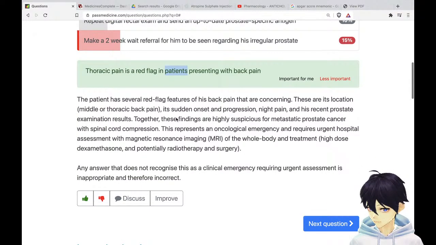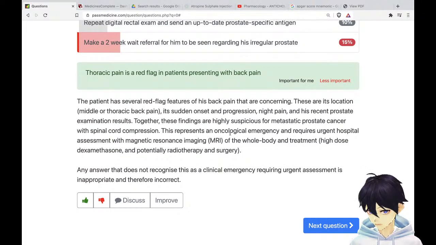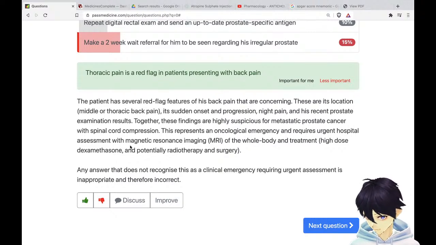The patient has several red flag features of his back pain that are concerning. These are its location, middle or thoracic back pain, its sudden onset and progression, night pain, and his recent prostate examination results. Together, these findings are highly suspicious for metastatic prostate cancer with spinal cord compression. This represents an oncological emergency and requires urgent hospital assessment.